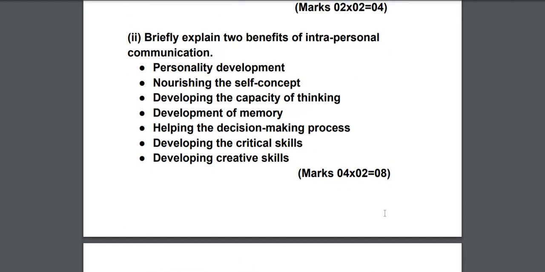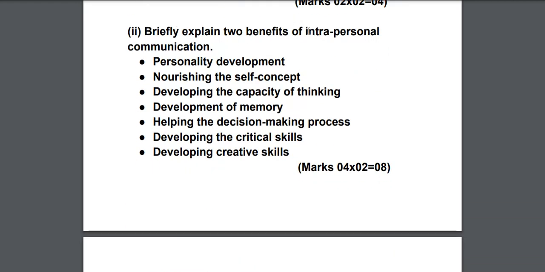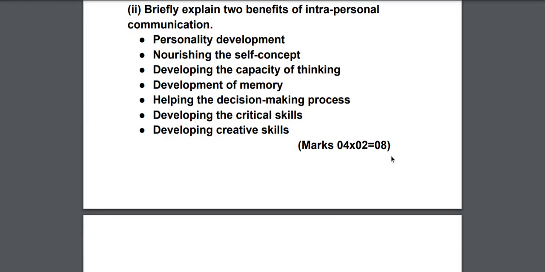Then the second one says briefly explain 2 benefits of intrapersonal communication. So here a brief explanation must be there, and two benefits of intrapersonal communication. So you have to write 2 benefits, and after that a clear explanation with a suitable example, right? So each one carries 4 marks. 4 times 2 becomes 8, right? So that is the second part.